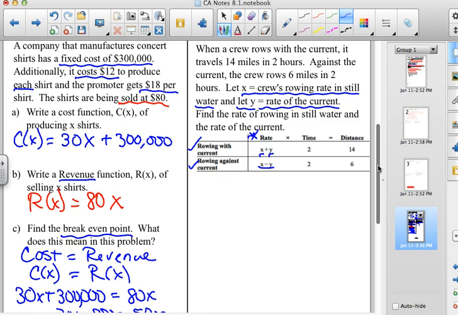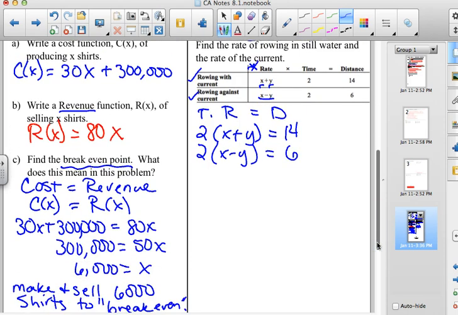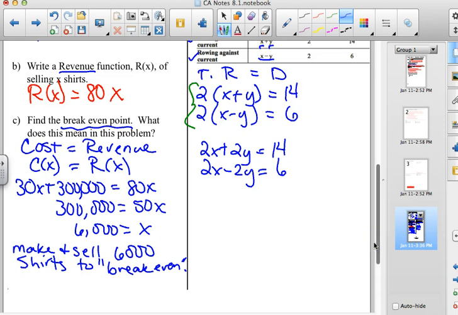All right, so we can set this up. Distance equals rate times time. Time times rate is distance, the same thing. So if we say we take 2 hours and our rate is x plus y, we go a distance of 14. If we spend 2 hours fighting the current, x minus y, we get a total distance of 6. So you now have a system of equations. They're not quite in standard form. We would want to go ahead and distribute. So 2x plus 2y equals 14, and 2x minus 2y equals 6. Again, this is set up nicely just for the addition method.